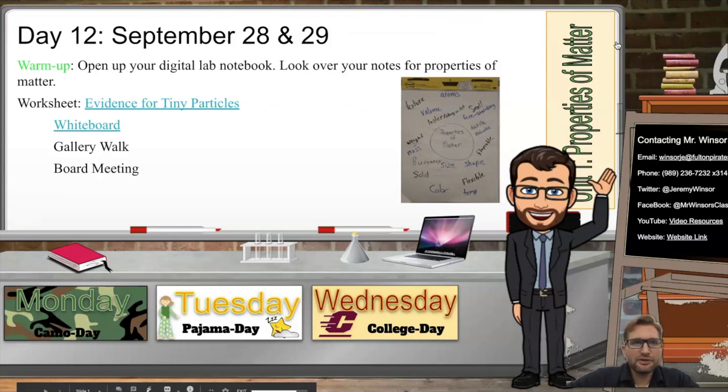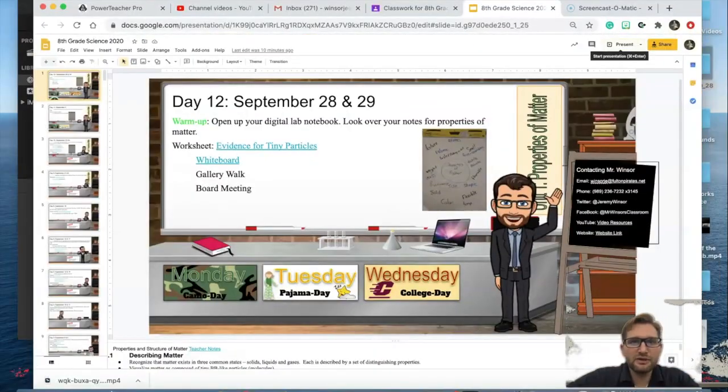Today, to start the hour, I want you to open up and start in your Digital Lab notebook and look over your notes for properties of matter. Once you've done that, please go to our Google Classroom and open up the document called Evidence for Tiny Particles. That's what we're going to be wrapping up the entire day with.